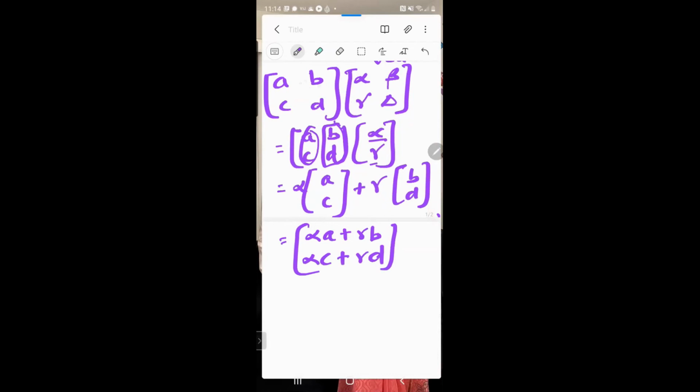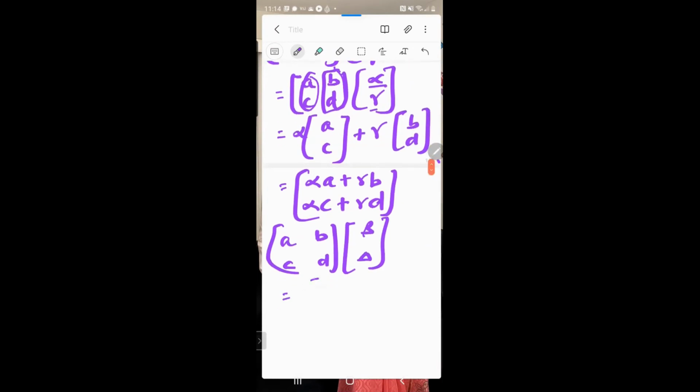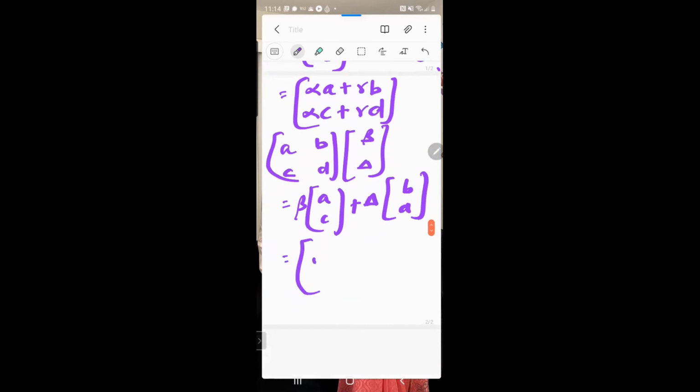Because I started off here, I wanted to multiply this matrix with this matrix. I divided it into two pieces because I'm just saying, okay, I'll multiply this with this first and then this with this next. So now I'm doing A, B, C, D with beta, delta. And I would just get beta times AC plus delta times BD. So that would be beta A plus delta B and beta C plus delta D. Does this make sense? I can't blame you for the Greek letters. Yeah, my gamma. Yeah, thank you.